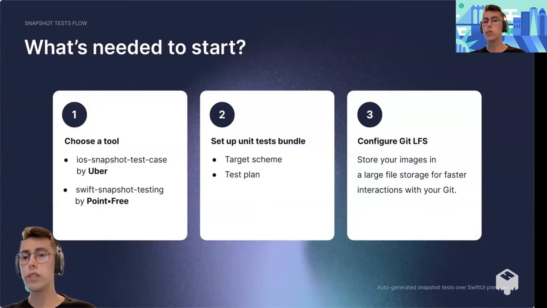What is required to integrate snapshot tests in your iOS or macOS project? First, you have to choose a tool for snapshotting, because it's been several years since the idea appeared, and Xcode still doesn't support snapshot tests out of the box. I'd suggest you pick one of the two most popular frameworks: one is by Uber, and the second is by Point-Free. Second, you have to set up a unit test bundle where you will have your test cases. Since these snapshot tests are just regular unit tests, you may not need to create a separate target for them, but you'd still want a separate scheme or test plan to run them separately from your usual unit tests. And last, I'd suggest you configure Git LFS to store your images in a separate file storage for much faster interactions with Git.